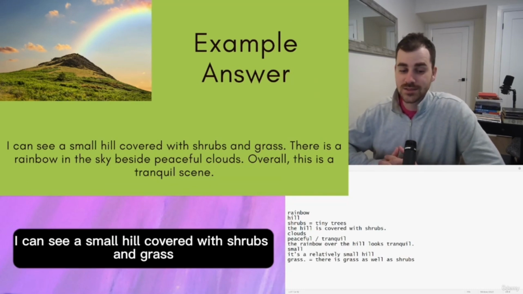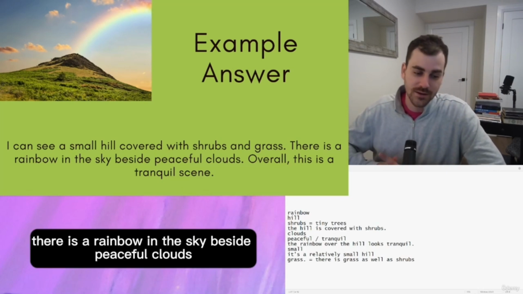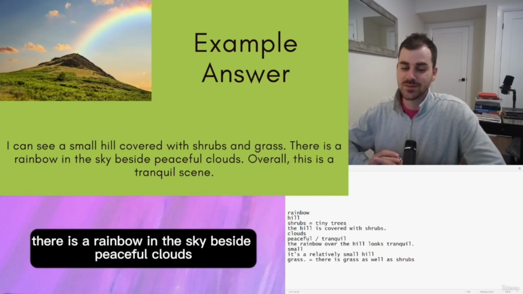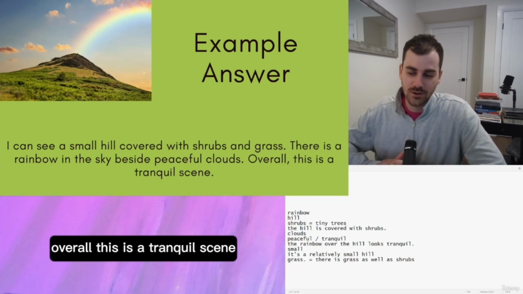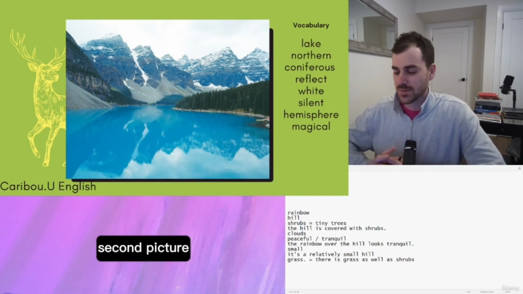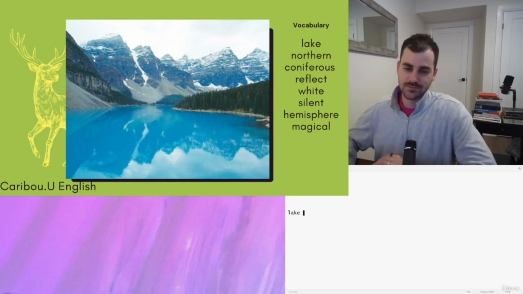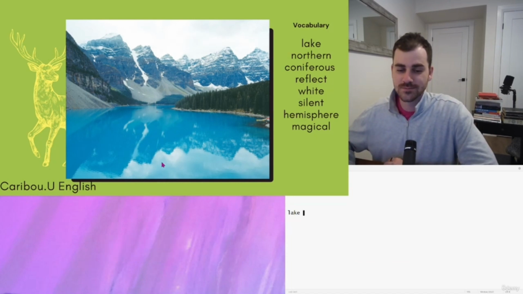I can see a small hill covered with shrubs and grass. There is a rainbow in the sky beside peaceful clouds. Overall, this is a tranquil scene. Second picture. Okay, lake. This is a lake.